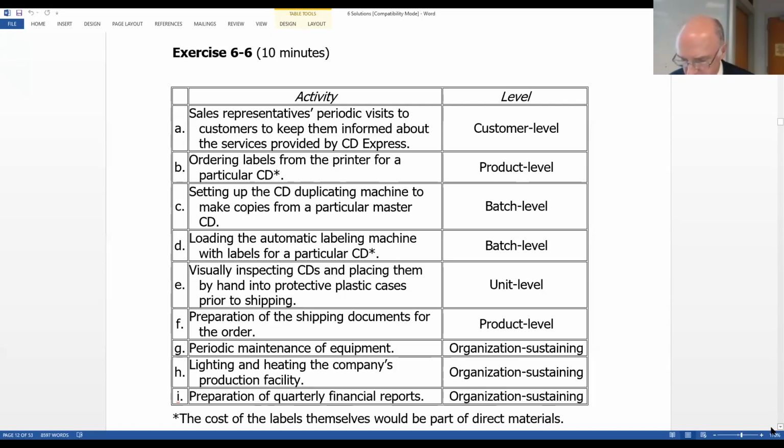Part I, preparation of quarterly financial reports. That has nothing to do with production. You certainly don't want to allocate that. There's nothing to be gained by doing that. So that's it for 6. Shall we go on to 7?